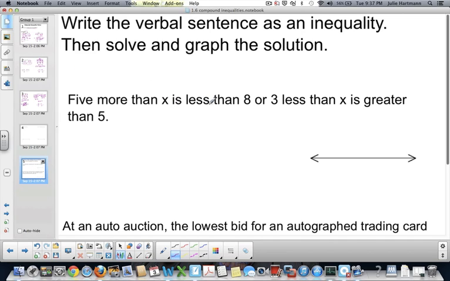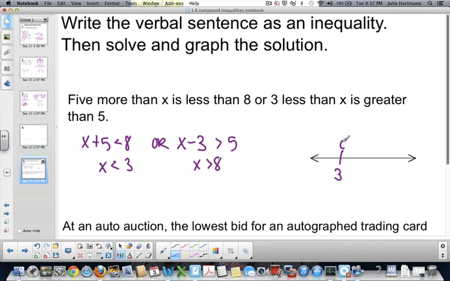5 more than x is less than 8. So 5 more than x: x plus 5 is less than 8. Or 3 less than x, so x minus 3, is greater than 5. Solve both. Minus the 5, you get x is less than 3. Add the 3, x is greater than 8. Less than 3, greater than 8. That works.